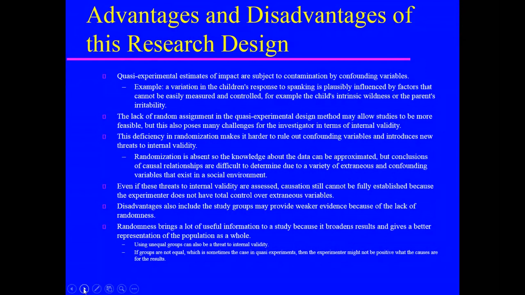So even if the threats of internal validity are assessed, you still can't state causality, that one causes another. And also the disadvantages include that study groups could provide weaker evidence because of a lack of randomness. So when you don't have randomness, it makes it a little bit more difficult.